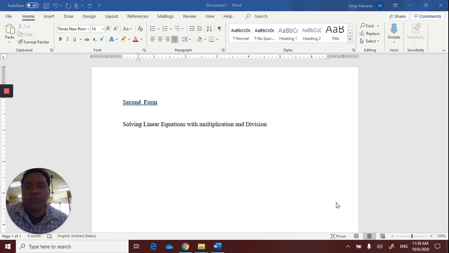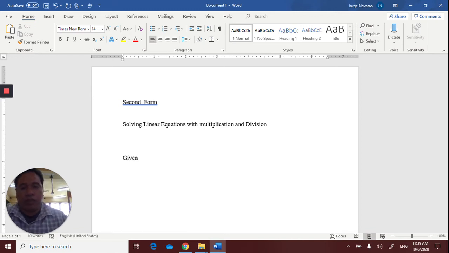Good day, guys. Today in second form we're solving linear equations with multiplication or division. This is actually one of the case 3 and 4 of linear equations, and actually one of the easier ones. So let's take a look at some examples.